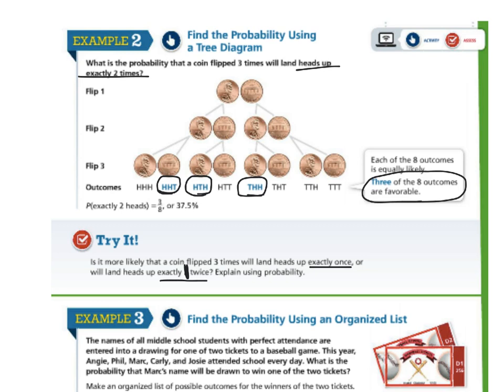So we already know that if it's going to land heads up exactly 2 times, that's a 3 out of 8 probability. That's this piece right here from our example. So what we really need to look at is how many chances does it have to land on heads exactly once? In other words, go back to your tree diagram and find all the places where it just lands on heads 1 time. I see it here, and here, and here. And if you look there, that's 3 outcomes out of 8 possible.